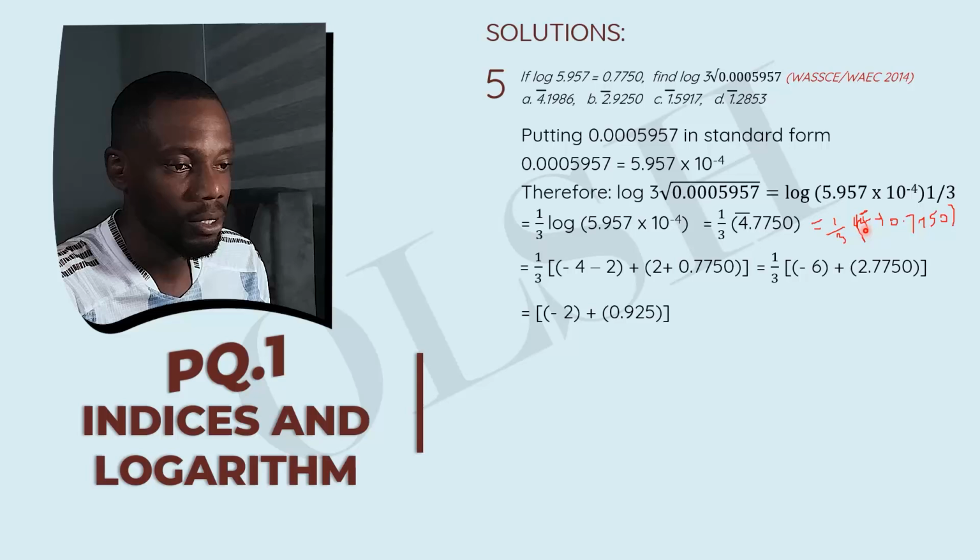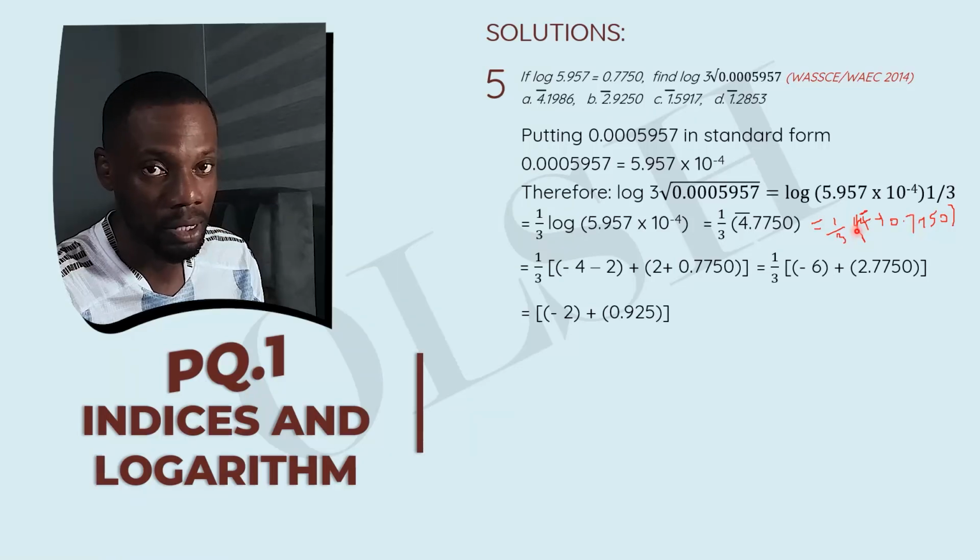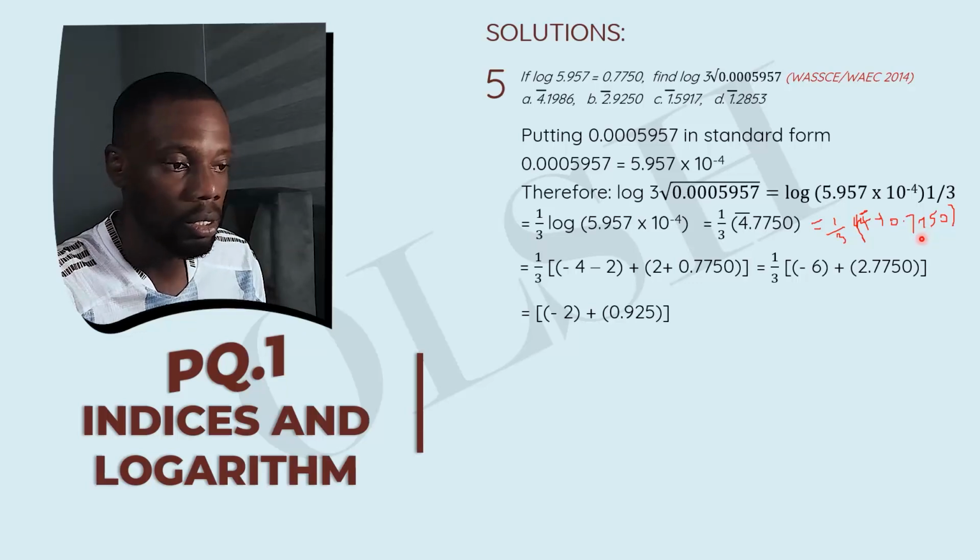So if we subtract 2 from this side, we're going to get minus 6, which also can be completely divisible by 3. And on this side, since we're subtracting 2 from the characteristic, we're going to add 2 to the decimal part, and if we do that, of course we're going to be left with a positive decimal. So it's a good one to try. We subtract 2 from the characteristic and add 2 to the decimal part. So this gives us minus 6 plus 2.7750.